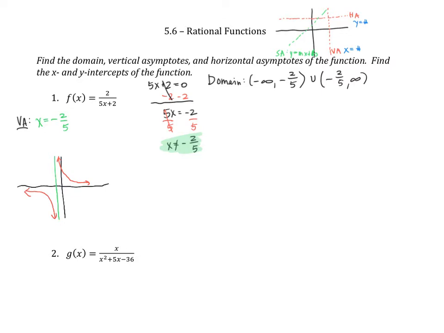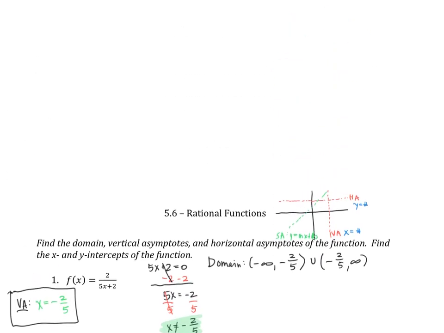Now we're talking about the horizontal asymptote. To have a horizontal asymptote, you have two cases. Case 1, let me see, I need to scroll up so I can give you some information here. So, horizontal asymptotes.